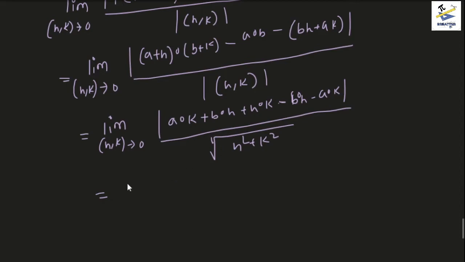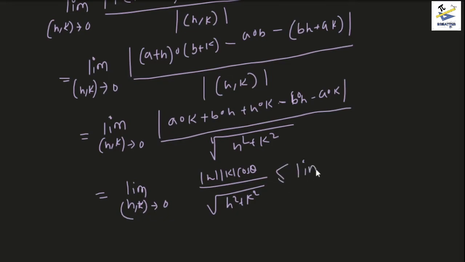And now the things cancel, and what we are left with is the limit as h comma k goes to 0 of the modulus of h times k, which is like the product of h and k, that is equal to mod h mod k and of course the angle between h and k, divided by root over h square plus k squared, right? Well, this is how it works. And now we can write this as less than or equal to the limit as h comma k goes to 0 of mod h times mod k divided by root over h square plus k square, right?